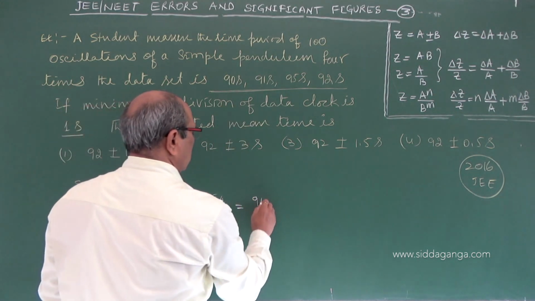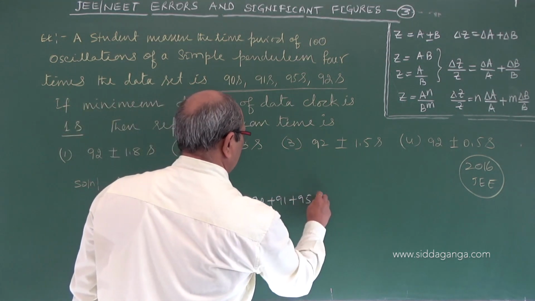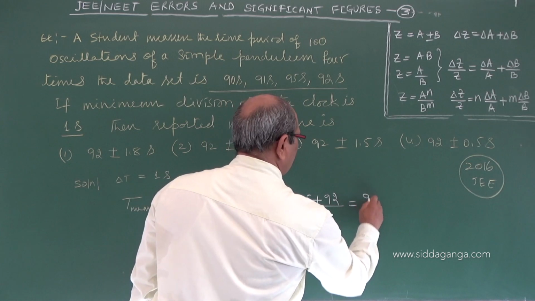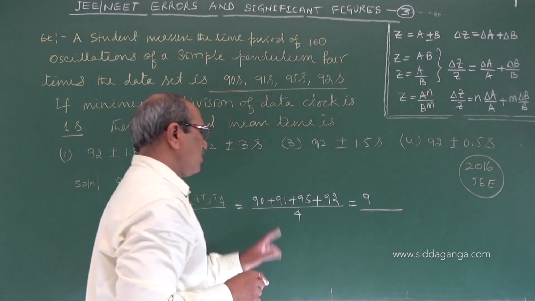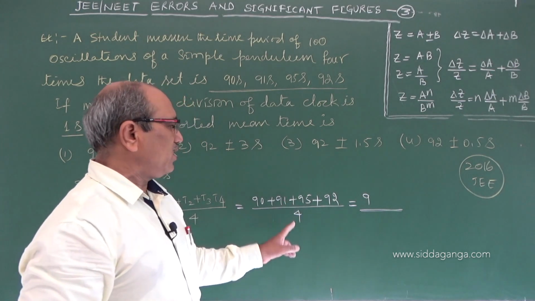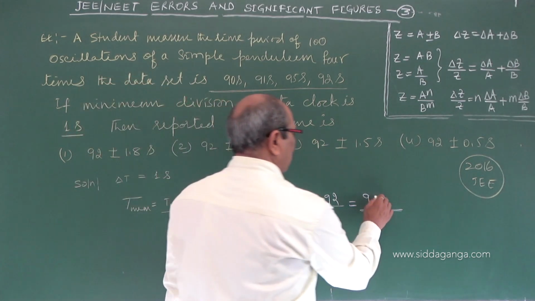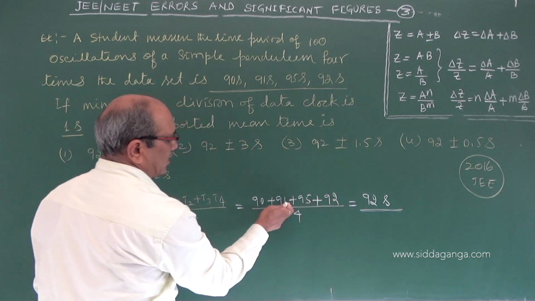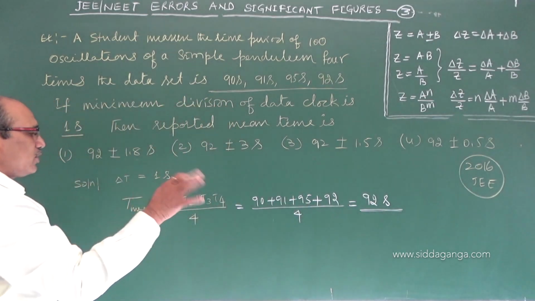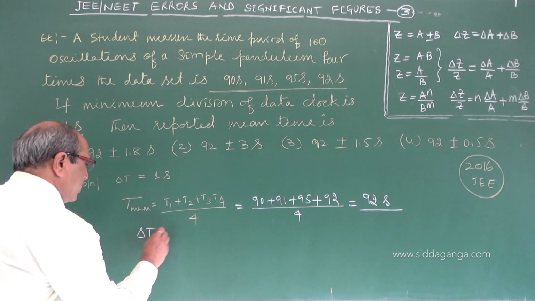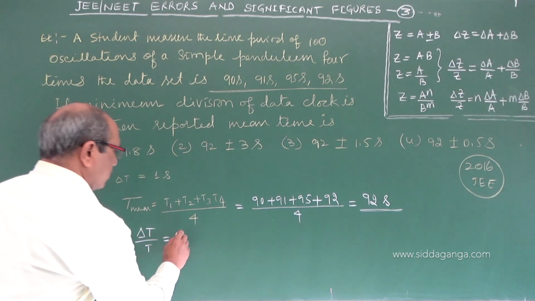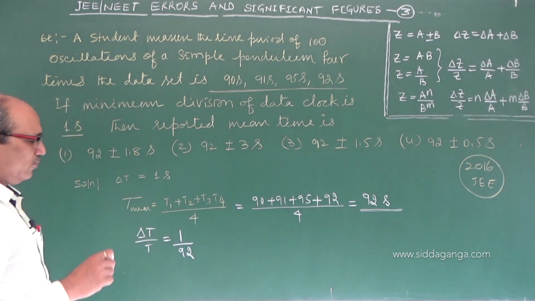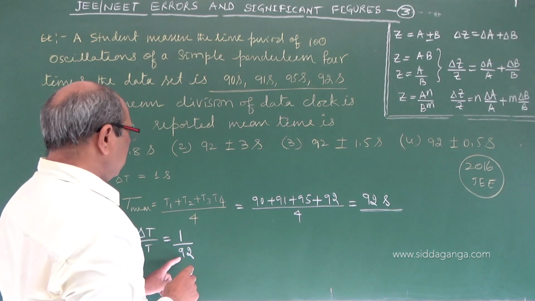You are given 90 plus 91 plus 95 plus 92 divided by 4. 9 is common, I am saying simple here. 5, 2, 7 plus 1, 8. 8 by 4 is 2. Therefore, 92 second is the answer. If you take the total, 9 is common, 5, 2, 1, 8. 8 by 4 is 2. 92 seconds you got. Then find the fractional error delta T by T, that is 1 second divided by 92, where T mean is 92.